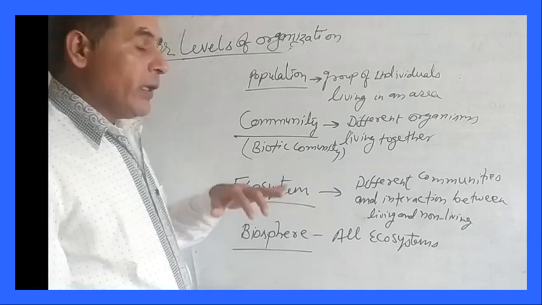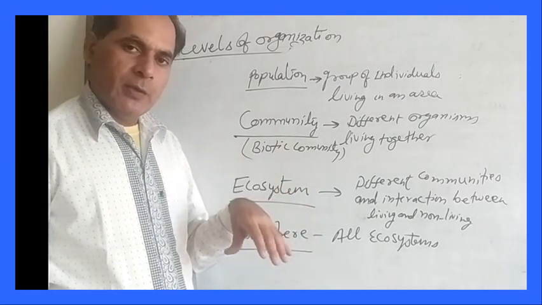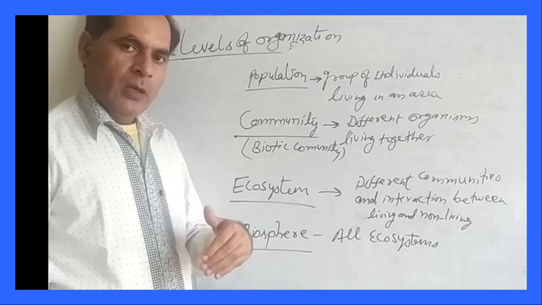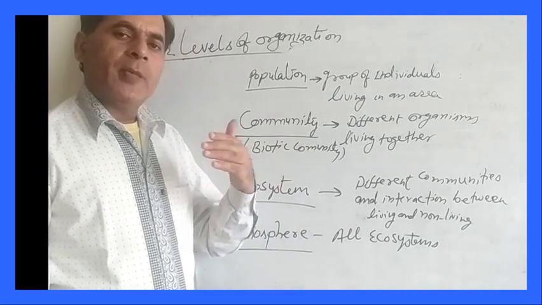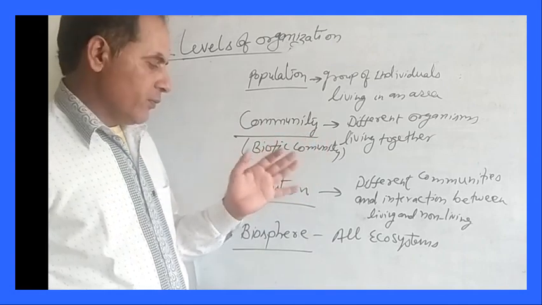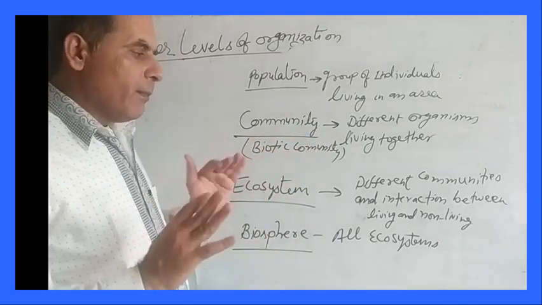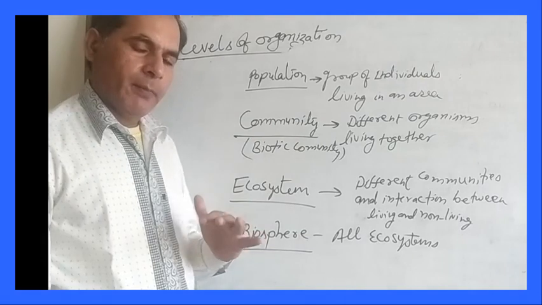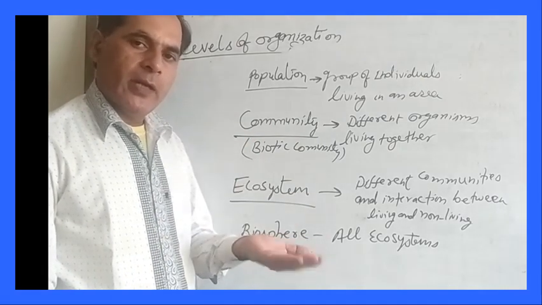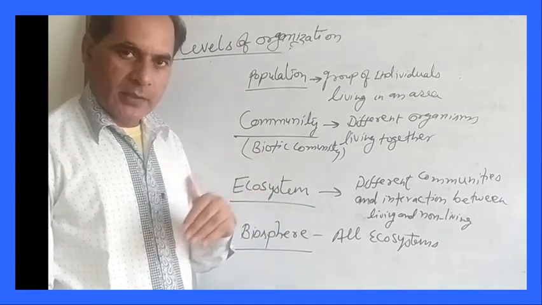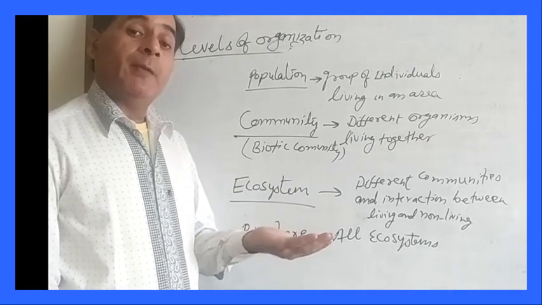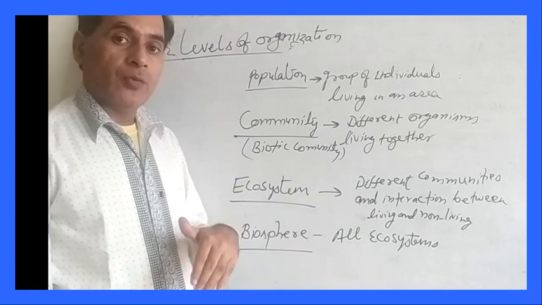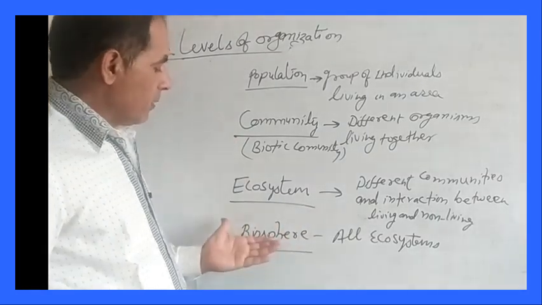Biosphere: all ecosystems. There are many kinds of ecosystems on the earth. Pond ecosystem, forest ecosystem, and so many kinds of ecosystems on the earth. Many ecosystems combined together form the biosphere. Biosphere means the place where all living beings are present, and the things which are required by the living beings may be present in that area, that is called biosphere.